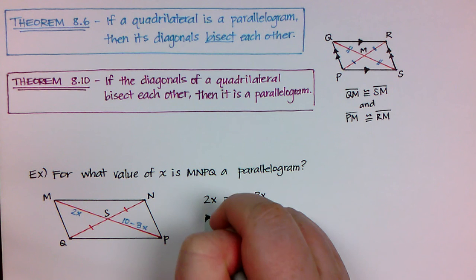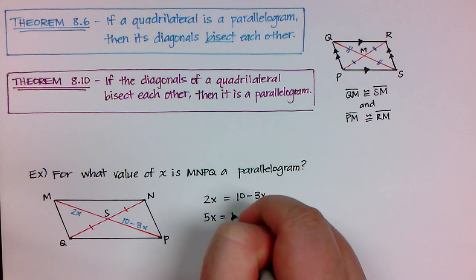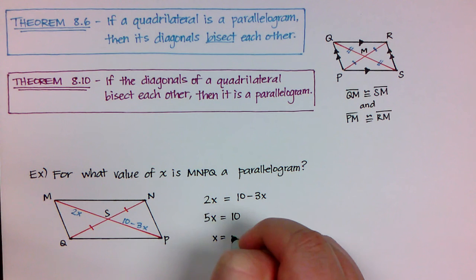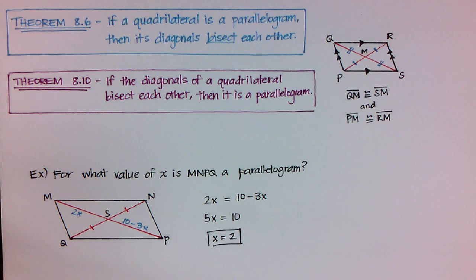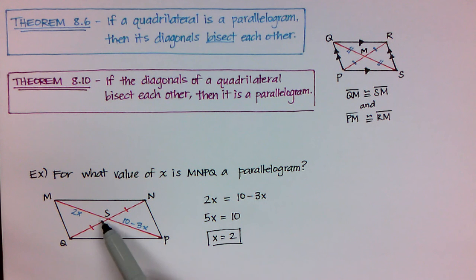So if I add 3x to the other side, I get 5x is equal to 10. Divide both sides by 5, and I find that when x is equal to 2, it will be a parallelogram. If x is anything else, it's not going to be even segments here that were bisected. And that's all that we're going to talk about for parallelograms. So come to class ready with any questions that you have, and we're going to put all this into practice.